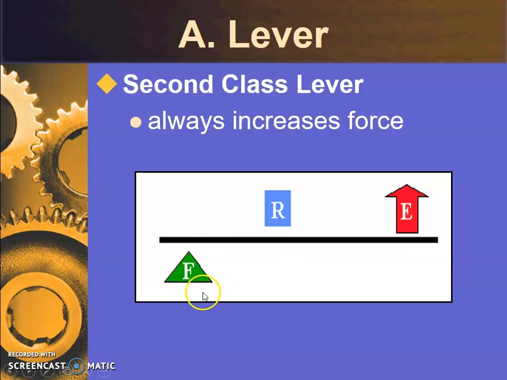So the wheel of a wheelbarrow would be the fulcrum. That's the pivot point as you lift and lower. The effort would be the handles where you do the lifting, and then the resistance is the actual barrel part where you put whatever it is you're trying to move. And so you can move much heavier objects using a wheelbarrow than you could just carrying it. Another example is a bottle opener or a stapler.